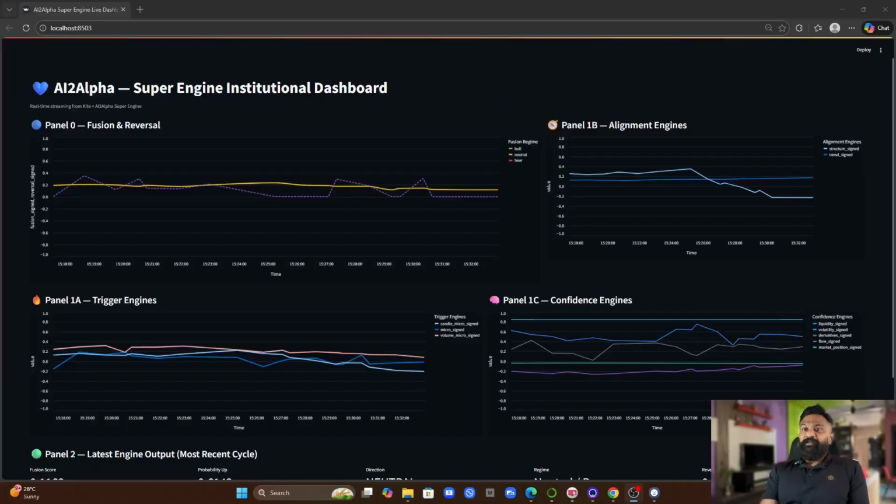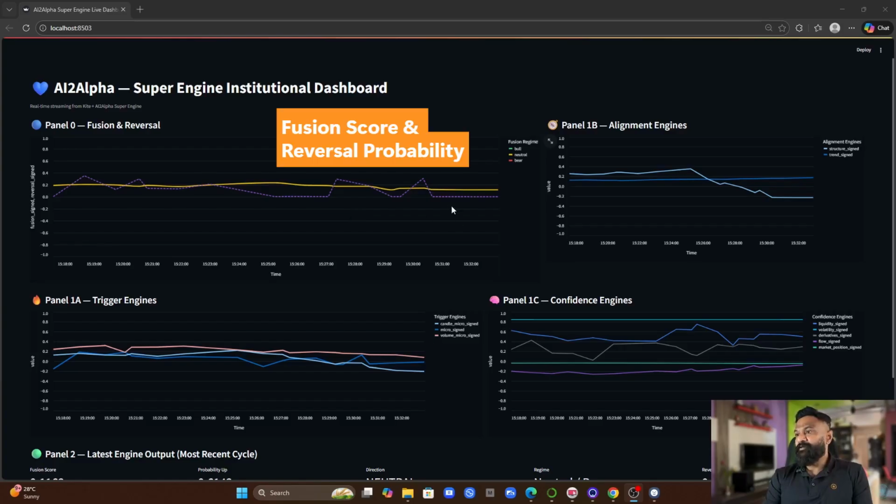So moving on to the next engine, AI2 Alpha Super Engine. Why do I call it super? Because it includes a lot of parameters, mostly everything that should be considered. This panel gives me the fusion score. If it is above 0.3, that means it's going to be bull. If it's below 0.3, that means it's going to be bear.